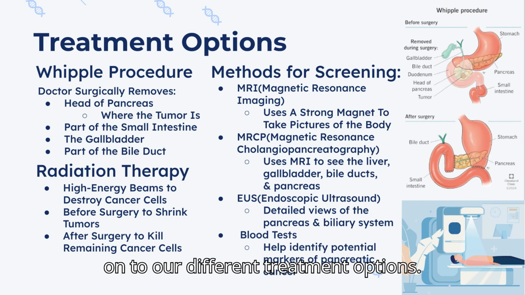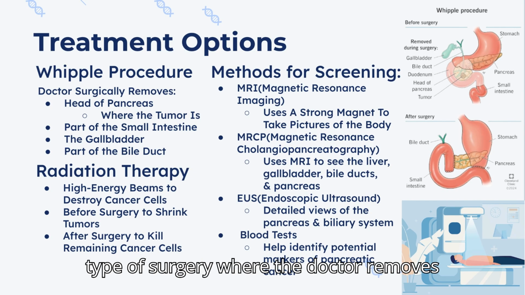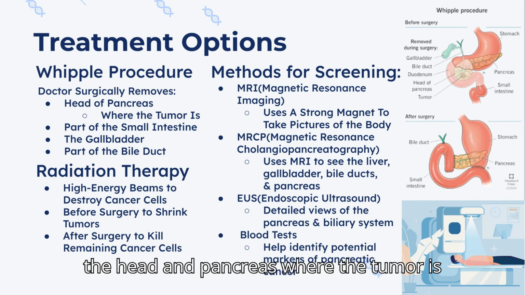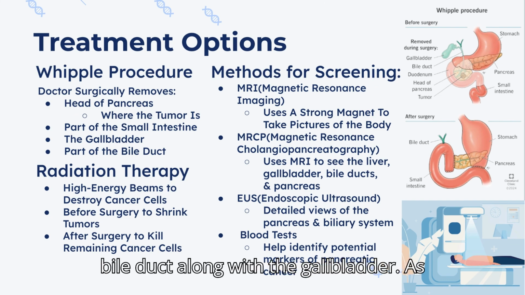Next, we move on to our different treatment options. The most common treatment option for pancreatic cancer is the Whipple procedure. The Whipple procedure is a type of surgery where the doctor removes the head of the pancreas, where the tumor is, part of the small intestine, part of the bile duct, along with the gallbladder.